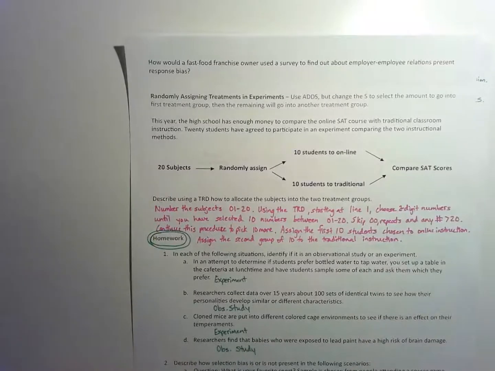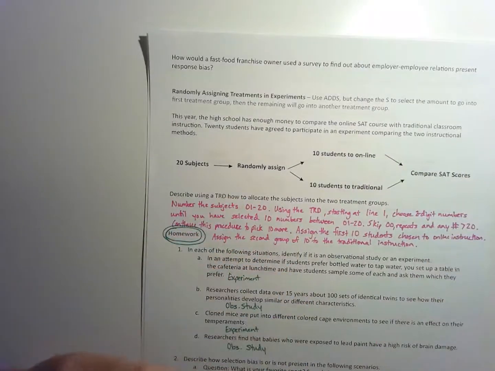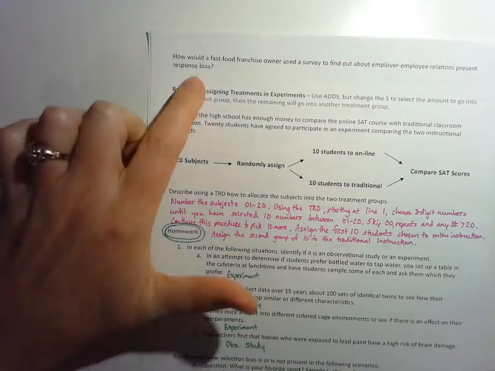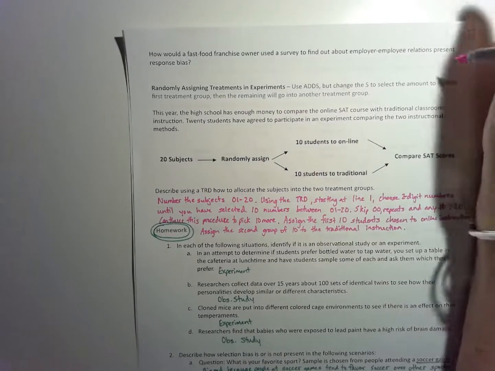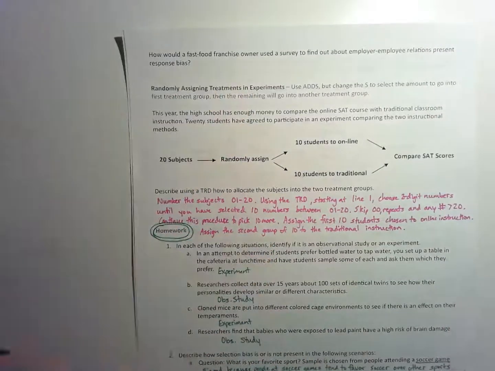Okay, so how would a fast food franchise owner have used a survey to find out about employer-employee relations and present response bias? This one would be hard because an employee would not want to report anything negative about their employer, so their responses would most likely just be positive results. So that's what would happen with that one. I just didn't write that one down.